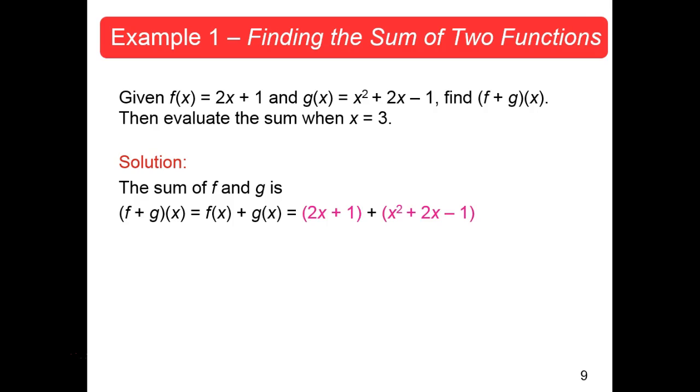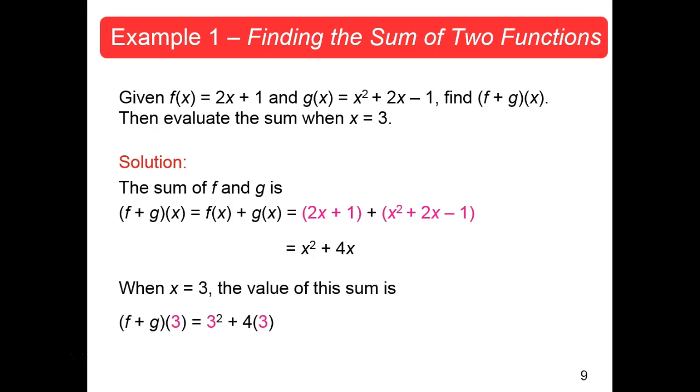Good deal. Okay. So they got it to this point, in parentheses, red. Let's see what they do next. They just combine like terms without showing you removing parentheses or anything else. x squared plus 4x, and then the ones add to 0. So now when x is equal to 3, evaluate the sum. f plus g of 3 is 3 squared plus 4 times 3.